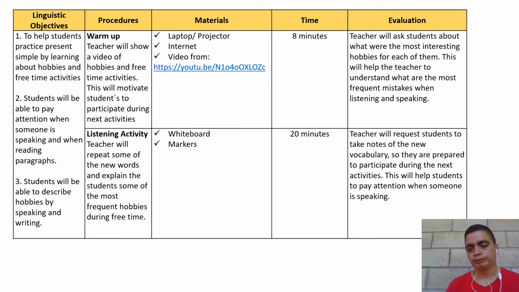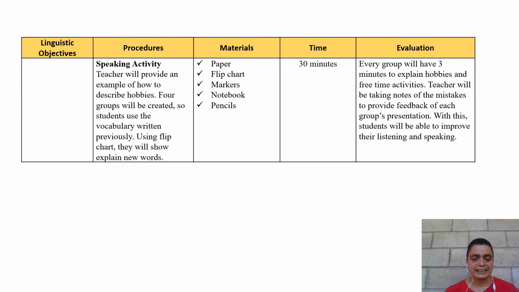So the next activity is a little more difficult because we are moving forward. This will be about speaking. Why speaking? Because we receive information when we read or when we listen to someone, but then we need to produce the language. We need to practice that skill. So the teacher will provide an example of how to describe hobbies. So I will be sharing that, describing hobbies.